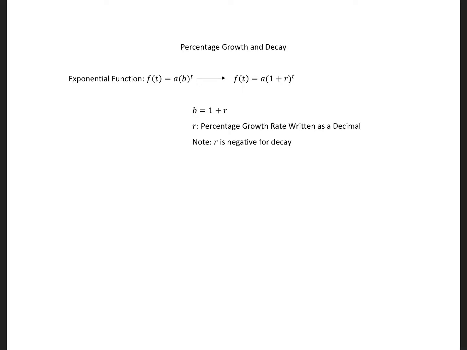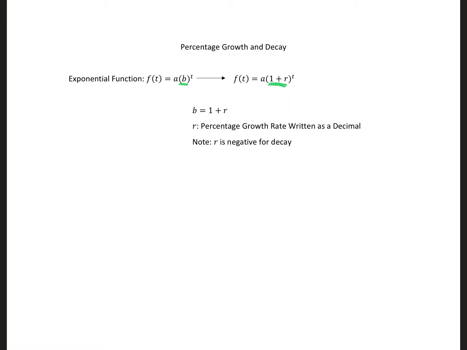In this video, we're going to talk about how we use exponential functions to represent percentage growth and decay. And the way we do that is by considering the value b. To make b grow, or to have b be a growth factor, we want it to be a number greater than 1. So what we're going to do is take our percentage rate of growth, write it as a decimal, and add it to 1. That's how we're going to construct our b.